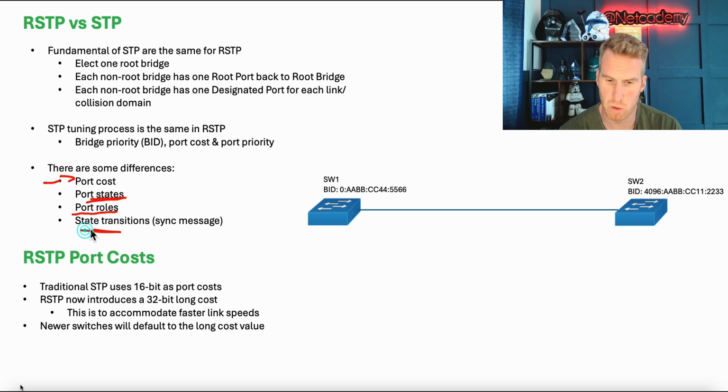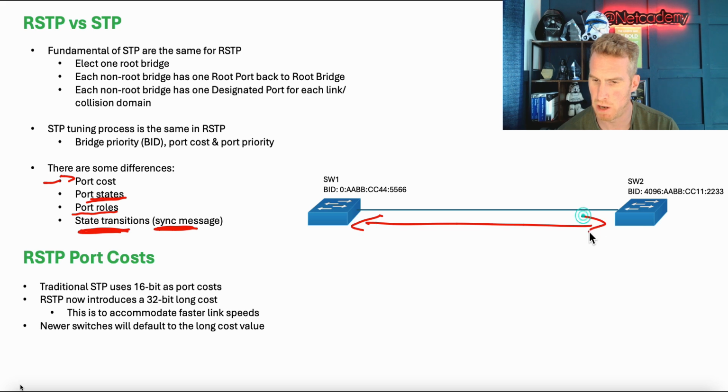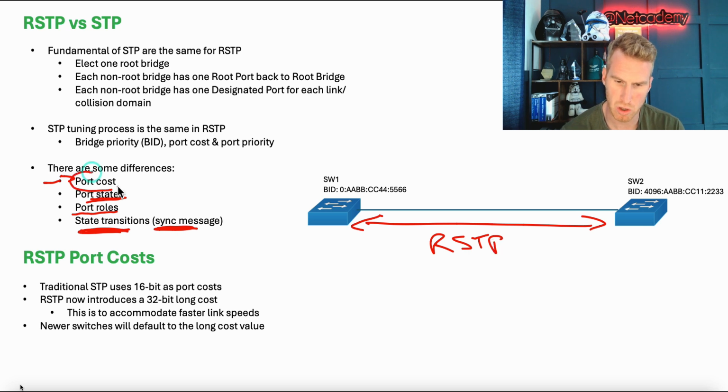And as I said, there's also this concept of state transitions, i.e. a sync message, which allows, if these two were running RSTP, and I know this isn't really a looped network, of course, but if these were running RSTP, it would allow them to converge a lot more quickly. But what are these port costs?